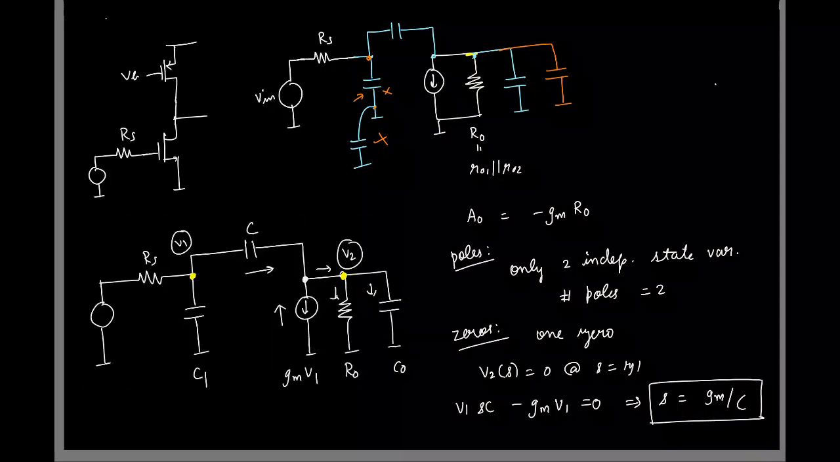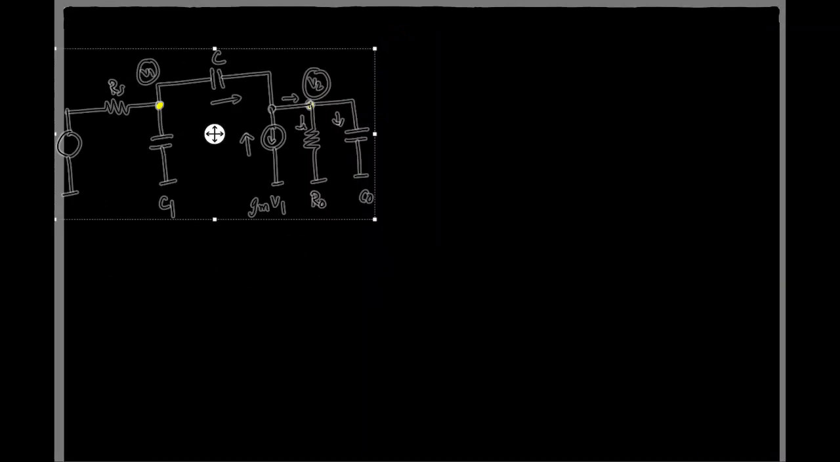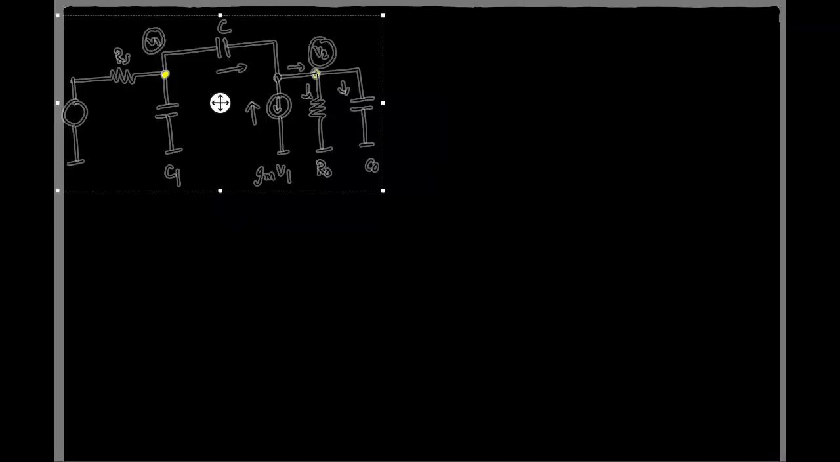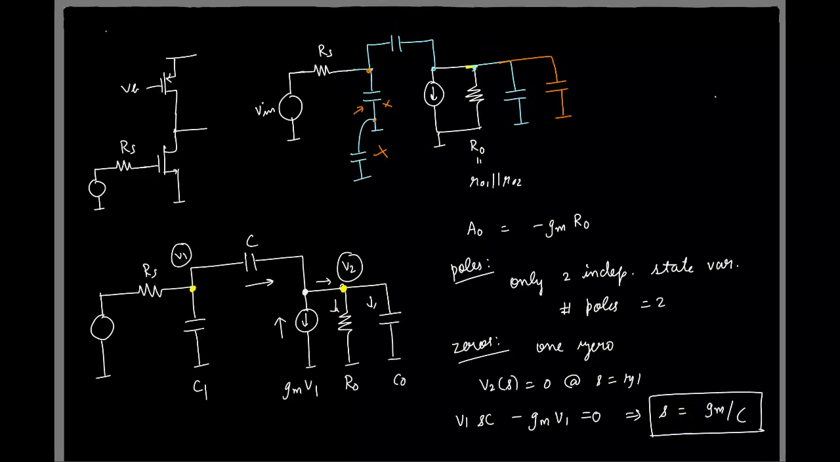Okay. So let me copy paste this. Okay. What happened? I'll draw it again quickly. So I have Vin, RS, C1. Then I have this guy.